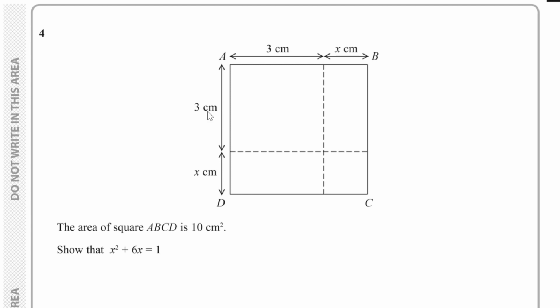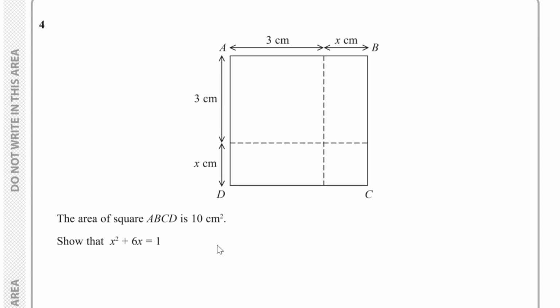Question number 4. The area of the square ABCD is 10 centimeters squared, and you can see the length of one side of the square is x plus 3 centimeters. We have to show that x squared plus 6x is equal to 1.